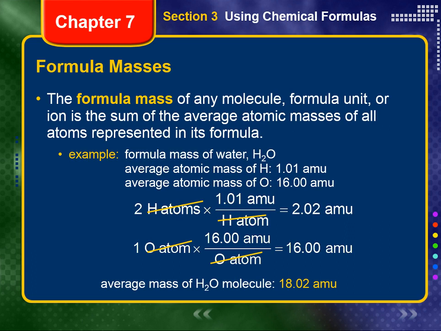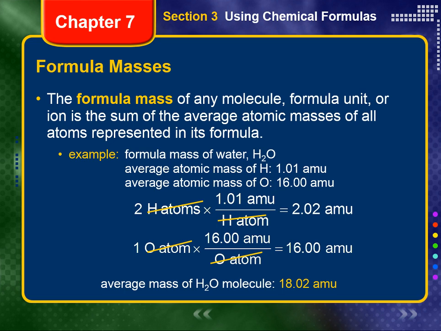Formula mass. In Chapter 3, we saw that hydrogen atoms have an average atomic mass of 1.00794 AMU, and that oxygen atoms have an average atomic mass of 15.9994 AMU. Like individual atoms, a molecule, a formula unit, or an ion has a characteristic average mass. For example, we know from the chemical formula H2O that a single water molecule is composed of exactly 2 hydrogen atoms and 1 oxygen atom.